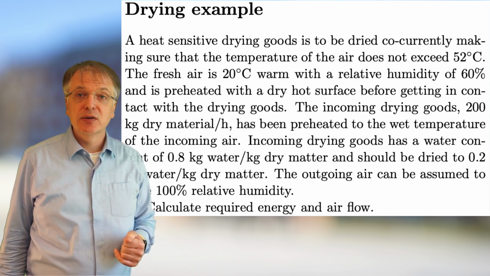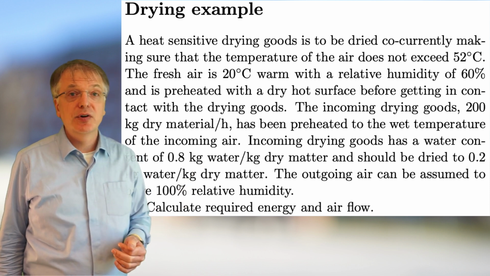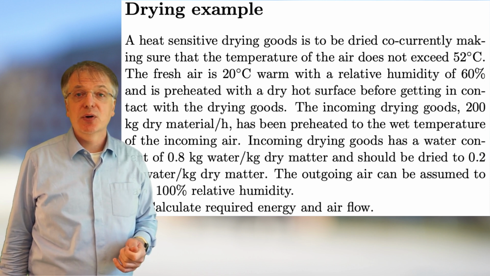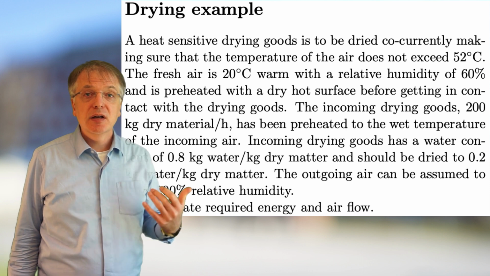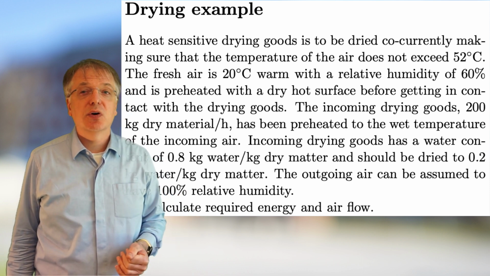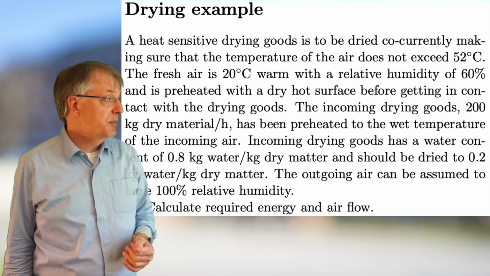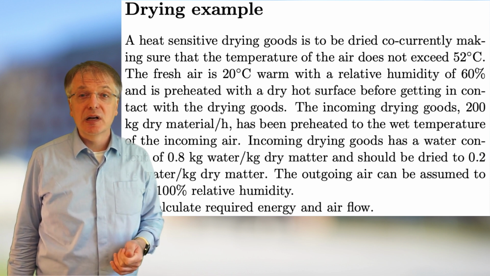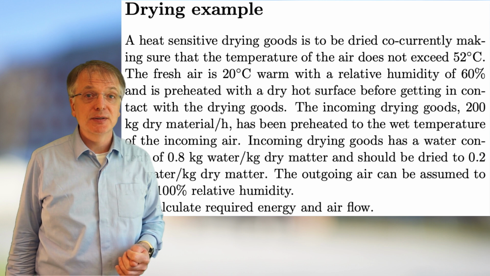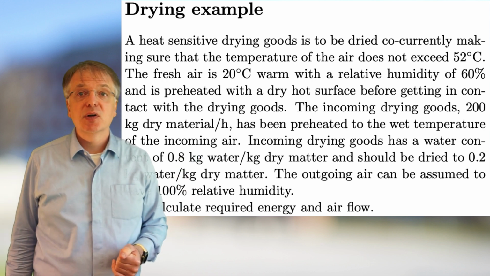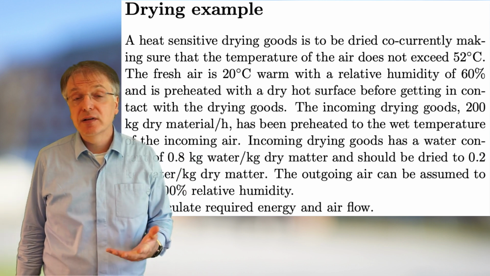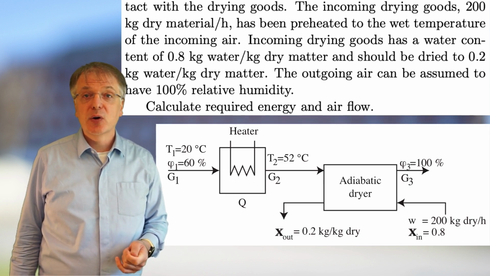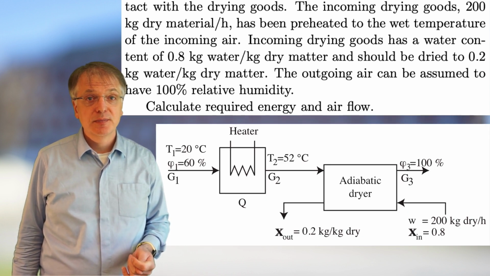The incoming drying goods, 200 kg of dry material per hour, has been preheated to the wet temperature of the incoming air. Incoming drying goods has a water content of 0.8 kg of water per kilogram of dry matter and should be dried to 0.2 kg of water per kilogram of dry matter. The outgoing air can be assumed to have a relative humidity of 100%. Calculate the required energy and airflow.